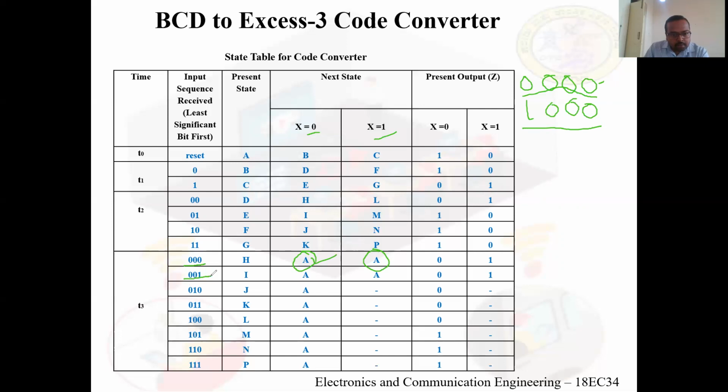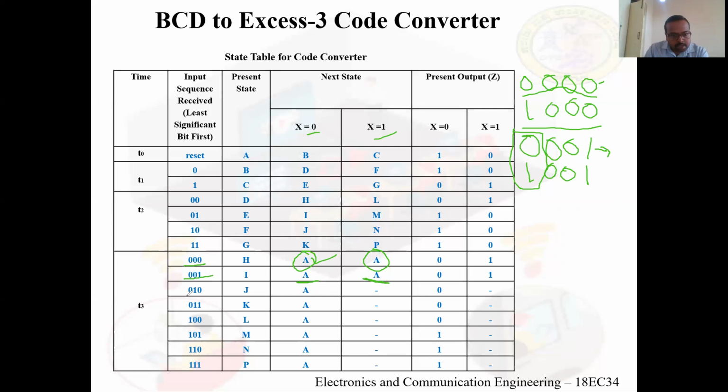Similarly, when it is 0, 0, 1 and the input received is X, we have 0, 0, 1, 0, 0, 1. After 4 inputs are received, which state will it go to now? It will go to the reset state. And also, for 1, 0, 0, 1, it will also go to the reset state.